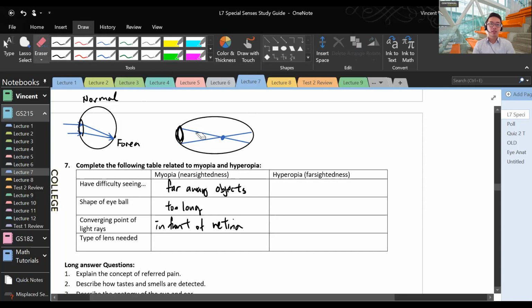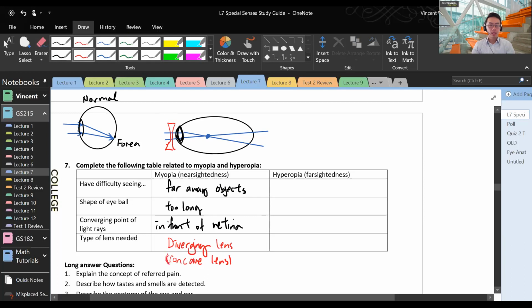So how do I adjust for this? Let me just draw it a little bit nicer here. The lights come in. Again, this is an exaggeration. The converging point is in front of the retina. In other words, they are converging too soon. So to fix this problem, we want to spread out the light rays a little bit before they enter your eyeballs. And so we need what's called a diverging lens, also called a concave lens.